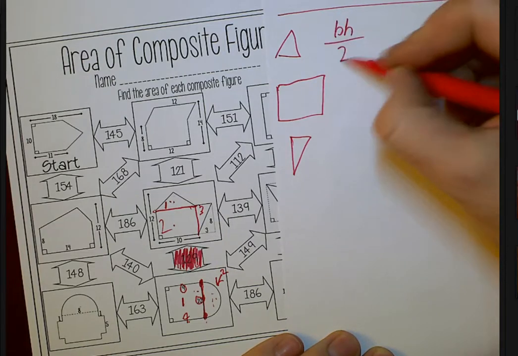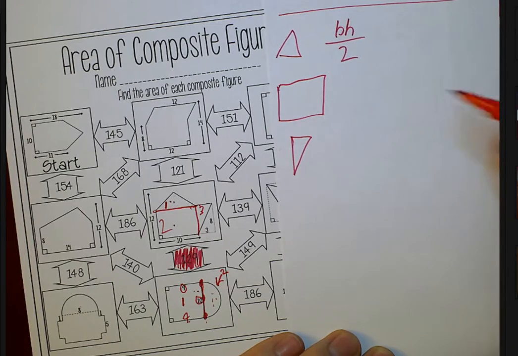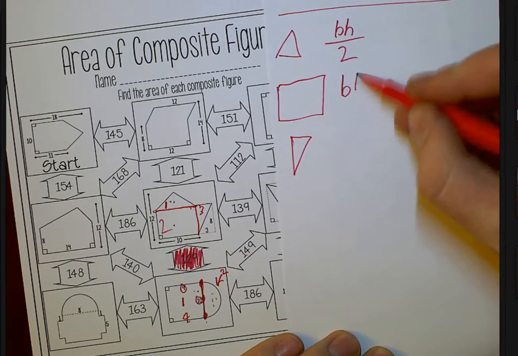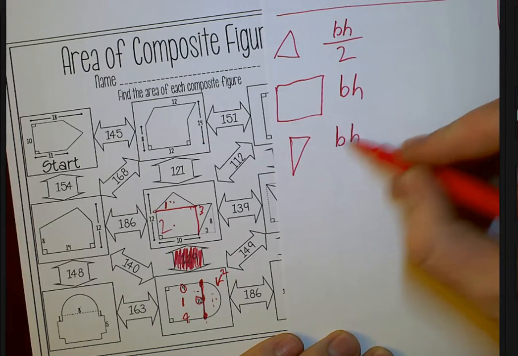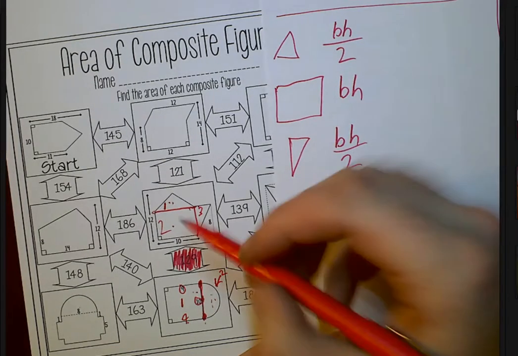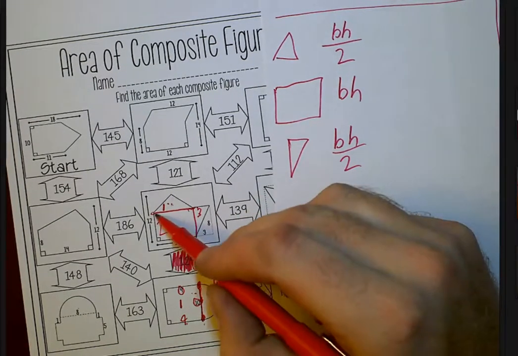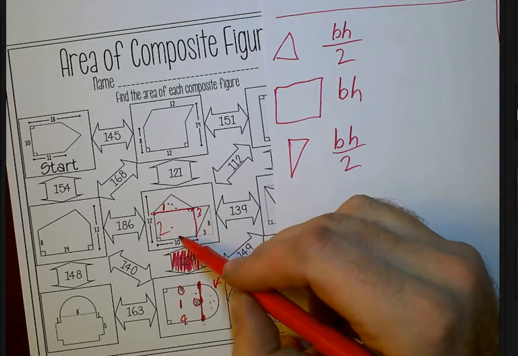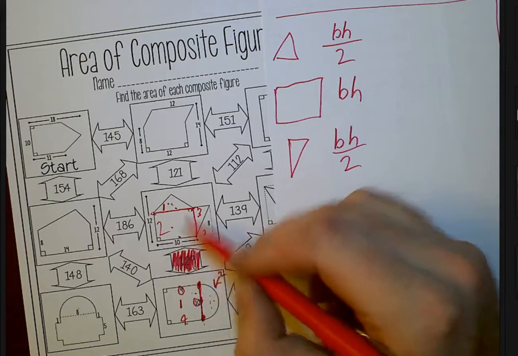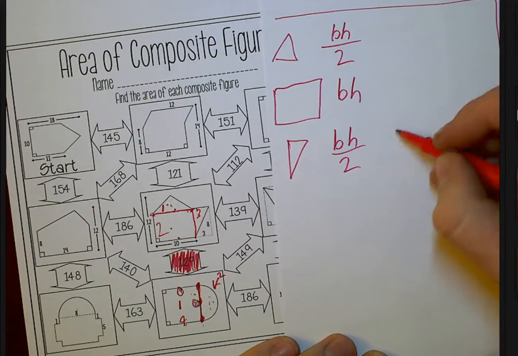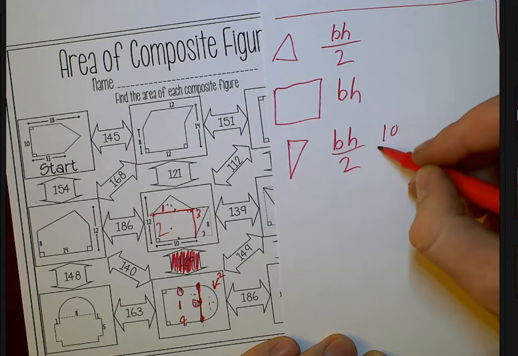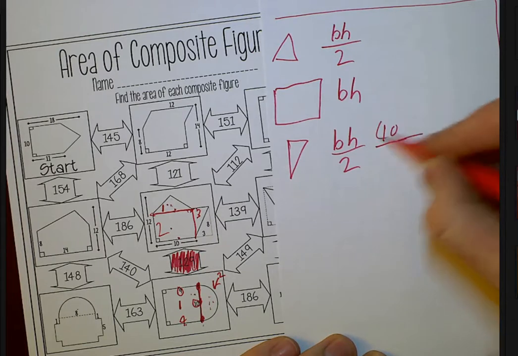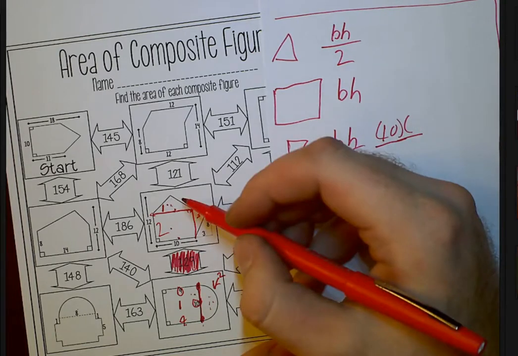So I have base times height divided by 2. That's how you find the area of a triangle. And then base times height, and then base times height over 2. So for our first triangle, we know this base right here is 10, because this side is opposite of this side, and this side is 10. So this side is 10 as well. So I'm going to do 10 times the height. We are not given the height.